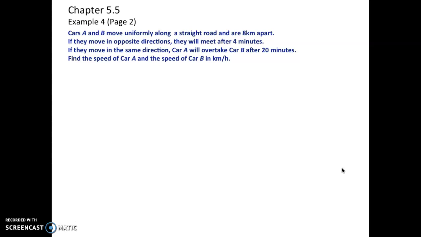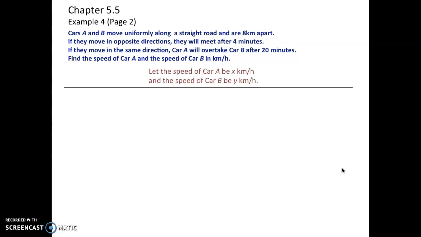So in this question, the unknown quantities are the speeds of car A and B. So we are going to let the speed of car A be x km per hour and the speed of car B be y km per hour. There are two scenarios presented in this question. So let's look at the first scenario.